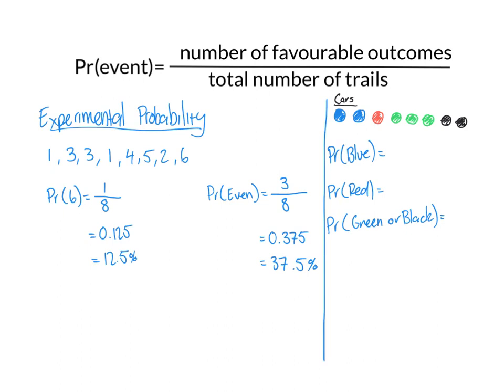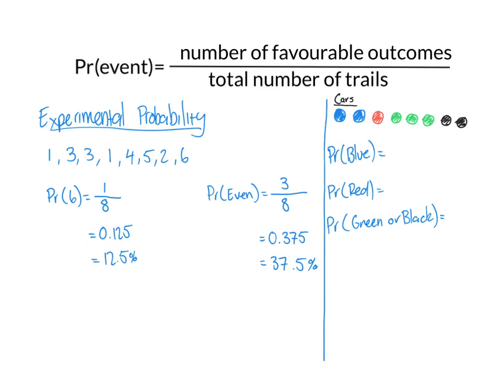Let's have a look at one more quick example. So this time it's about different cars and their colour. So I stood out the front of school and I recorded down the colours of cars that went past in 1 minute. And I recorded there were 2 blue, 1 red car, 3 green cars, and 2 black cars. So if I was to use this experiment to help me calculate the probability that a car I pick at random might be one of these colours, this is how I would do it.